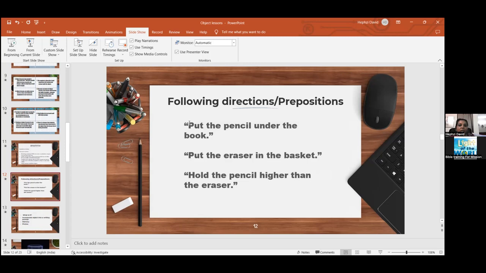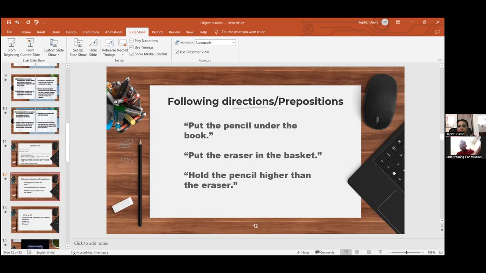Usually children and students are very attentive when we talk to them. They nod their heads as though they have understood. And the brain always has short-term memory. Now, if I just say, put the pencil under the book, so under means keeping it under, they will say yes.